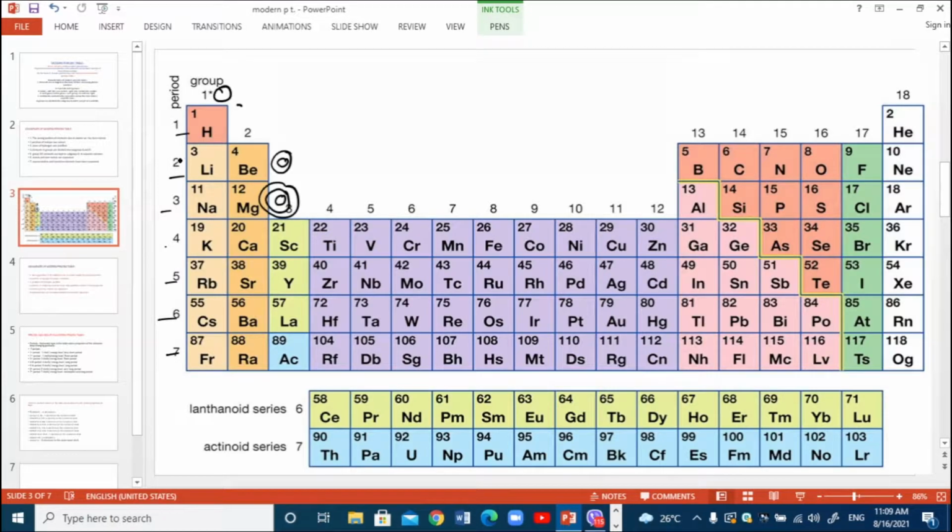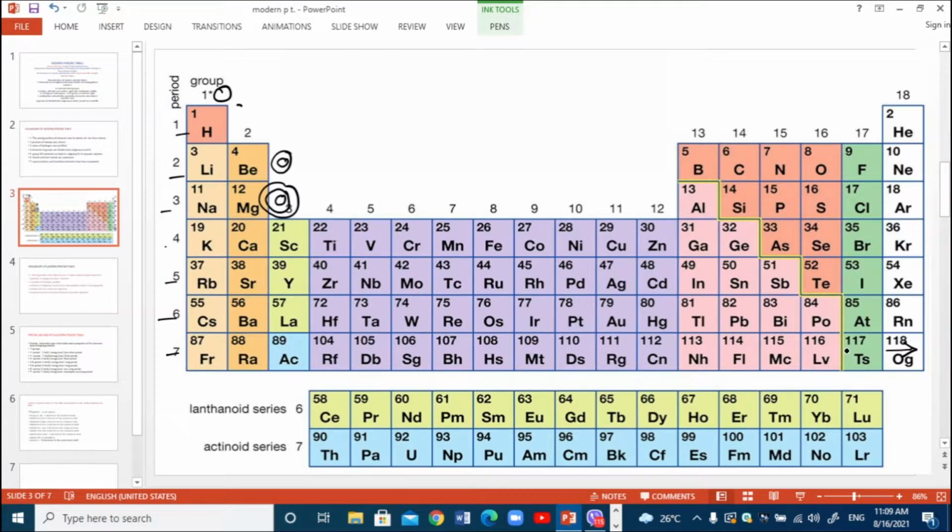the period 1. Period 2 and 3 are called short period. Period 4 and 5 are called long period. Period 6 is called very long period. Period 7 is called incomplete very long period. It is called incomplete very long period because new elements which are being discovered are being added to this last period, period 7.